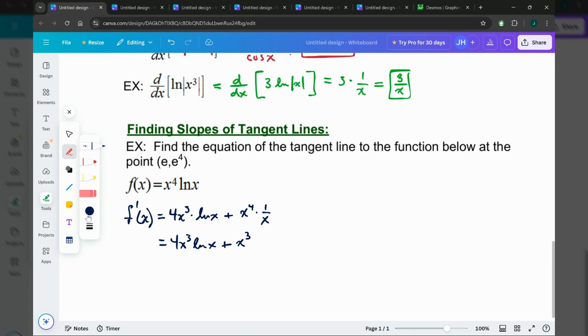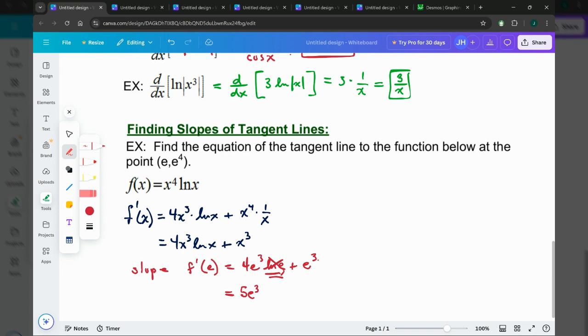Now, how do you find the slope of a tangent line? To find the slope of a tangent line, we'd have to do f prime at e, which would be 4e cubed natural log of e plus e cubed. But wait a minute, the natural log of e, what does that equal? That's 1. So this would be 4e cubed plus e cubed. The derivative is 5e cubed at that coordinate.